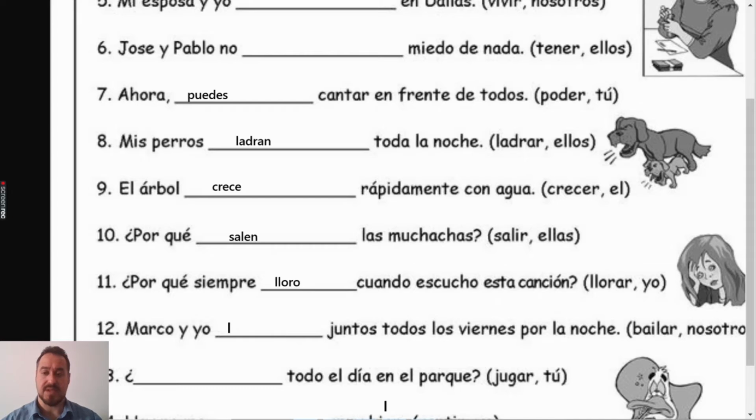12. It's gonna be the last one for today. Marco y yo. Alright. Bailamos juntos todos viernes por noche. So Marco and I dance together every Friday at night. Good.